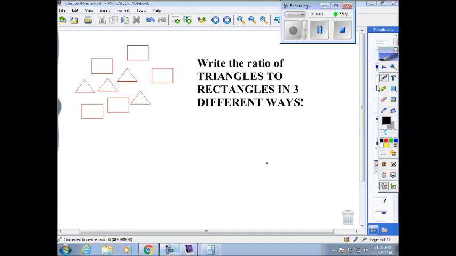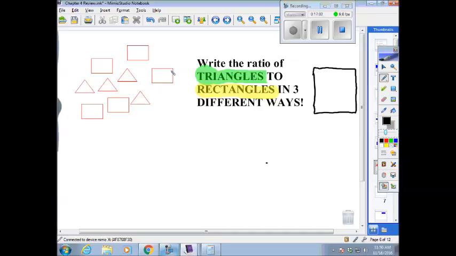Okay, guys, look what it says here. It says write the ratio of triangles first, rectangles second. Again, it comes back to reading with a lot of you. A lot of you are doing 5 to 4. But guys, look, this is a good opportunity to do some edge pieces.